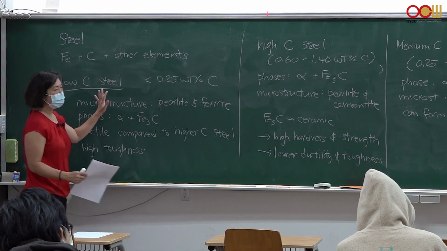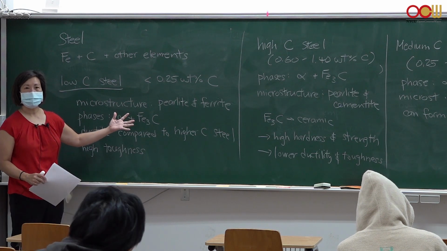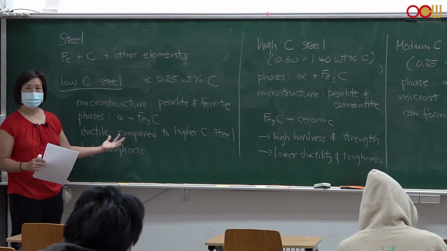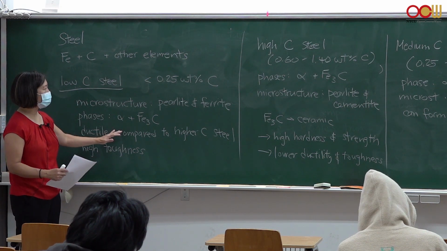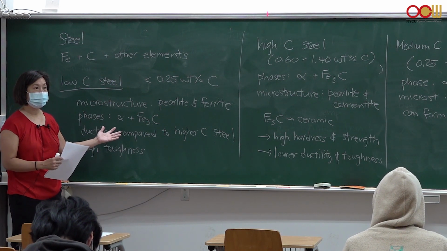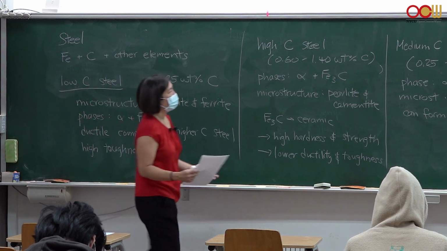So low carbon steel, a lot of times you will see it used in civil structures like bridges and buildings because it has high toughness, right? It doesn't break easily. And it's pretty strong. Even though it has lower strength than the other kinds of steel, it's still really strong compared to most materials, okay? So low carbon steel is very commonly used in buildings.